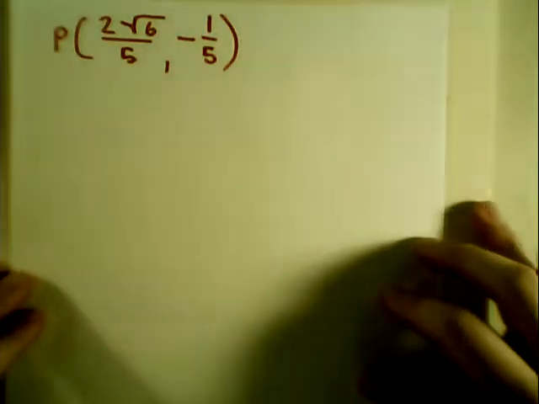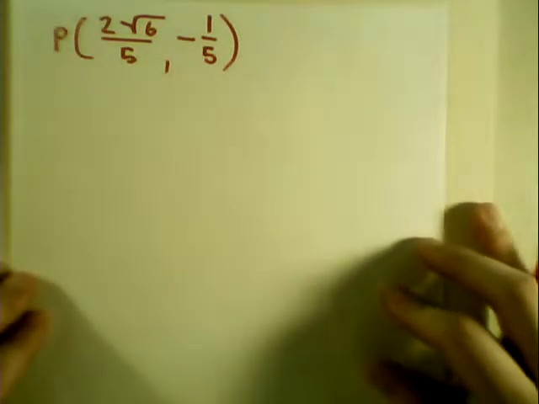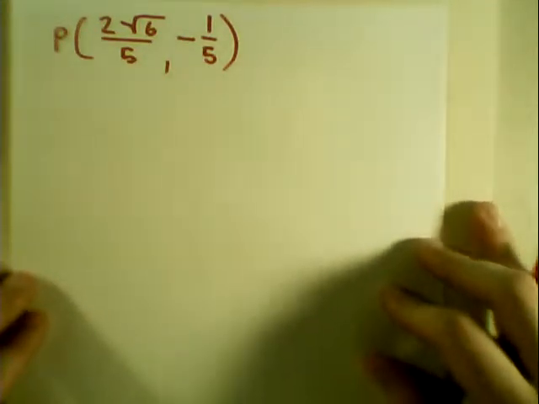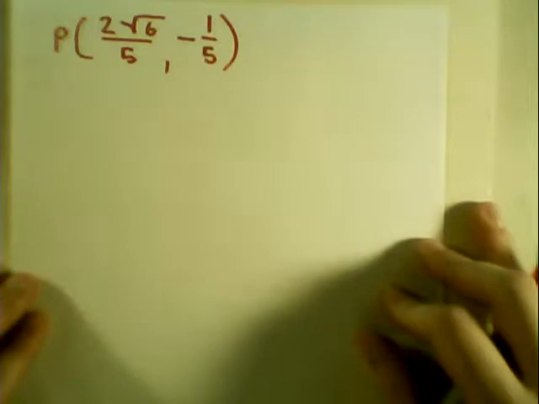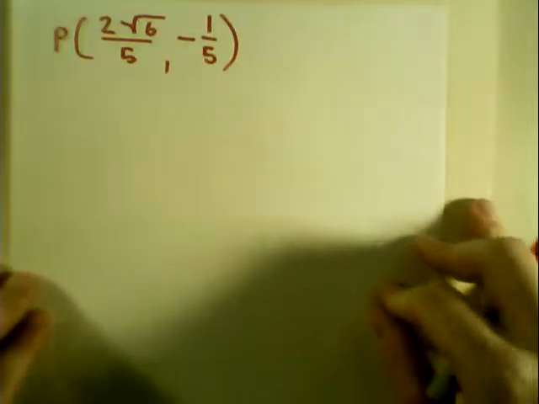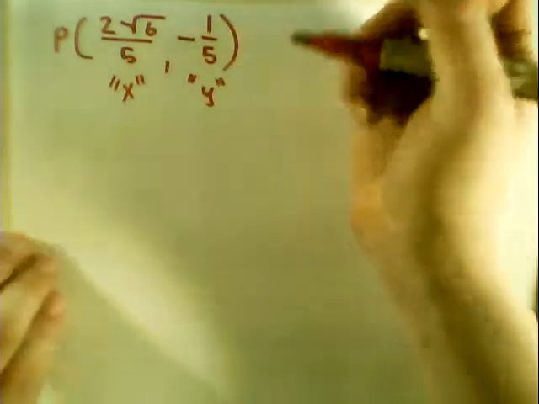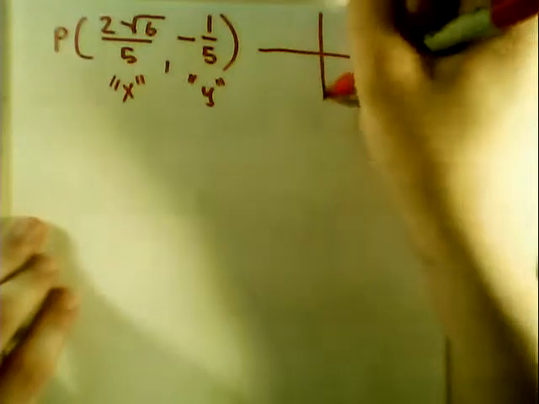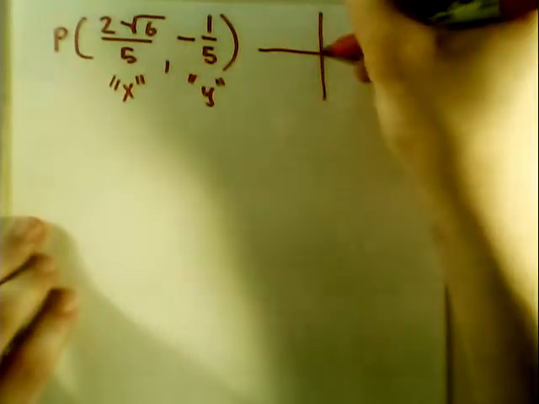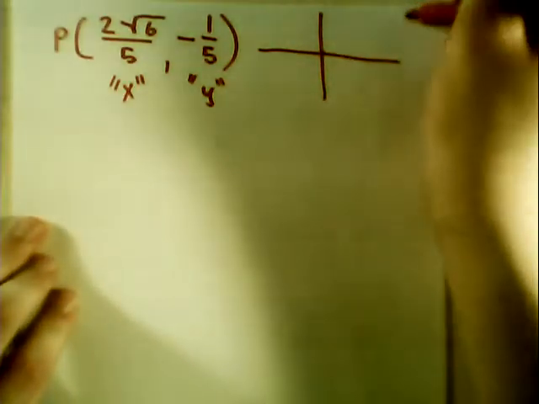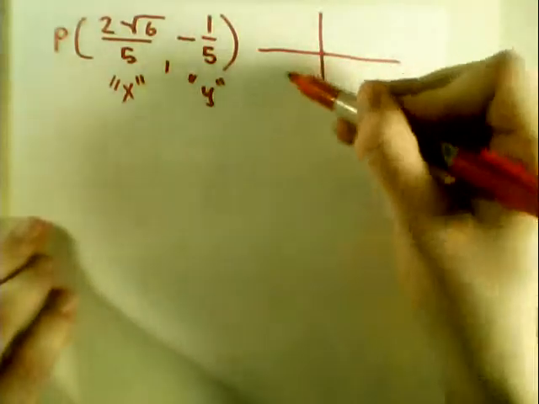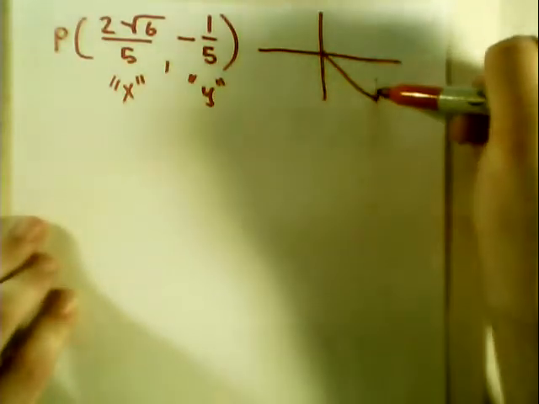Okay, this problem wants you to use the point P and find the exact values of the 6 trigonometric functions. So this is our x and this is our y. If I graph that, our x would be positive, so it'd be on this side, but our y would be negative, so it'd be down here. So a triangle would look like this.